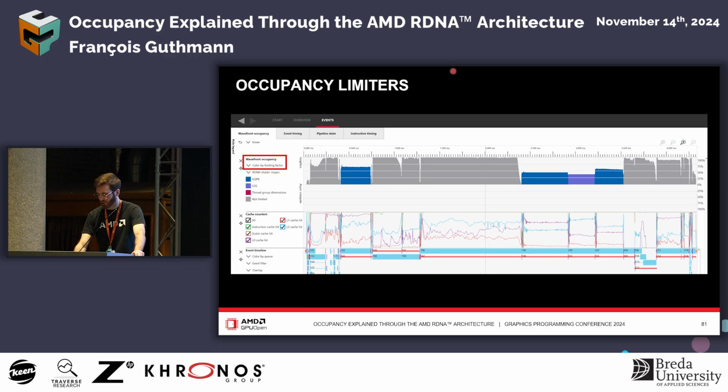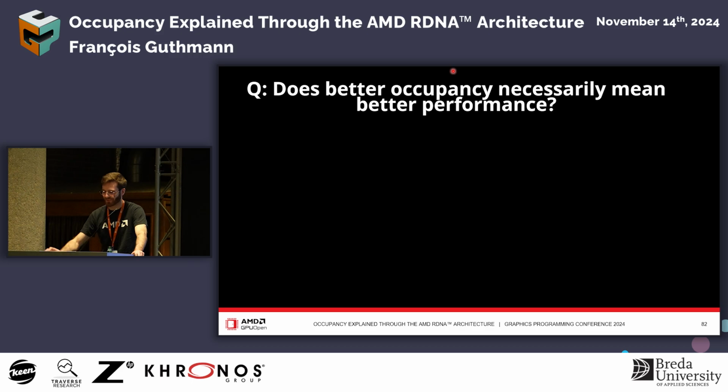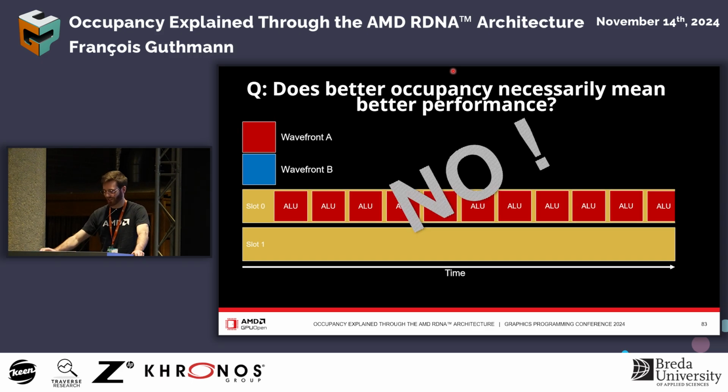Okay, we are reaching the end of this talk, so we will be trying to give you some things to go by. Does better occupancy necessarily mean better performance? I hope for everyone it is now clear that no, that's not always the case. We have shown an example where increasing occupancy wouldn't help at all, just because it's running so much ALU work. But we've also seen cases where increasing occupancy is actually harmful.